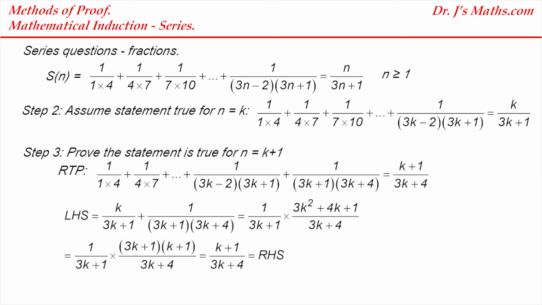So multiply through, we've got k times (3k plus 4) is 3k squared plus 4k plus 1. And then we can factorise that. So we've got 1 over (3k plus 1) times (3k plus 1)(k plus 1) all over the other denominator, 3k plus 4. The 3k plus 1's cancel. We're left with (k plus 1) over (3k plus 4), which is the right-hand side that we assumed. So we've proved by mathematical induction for n greater than or equal to 1. Don't write more.